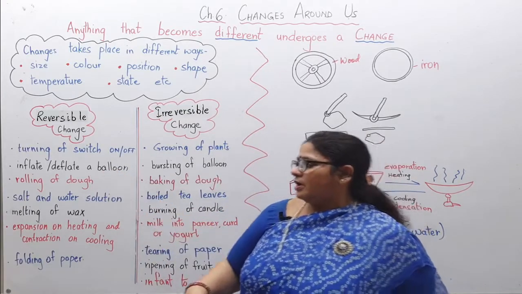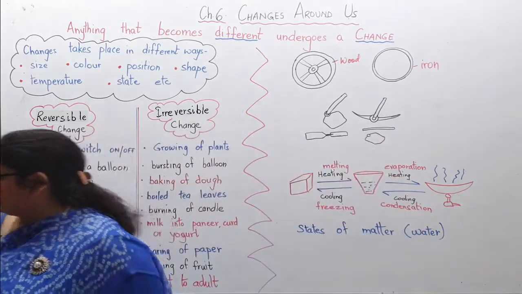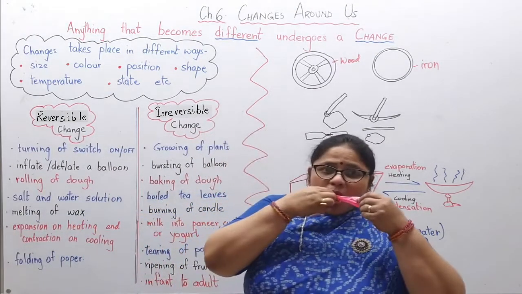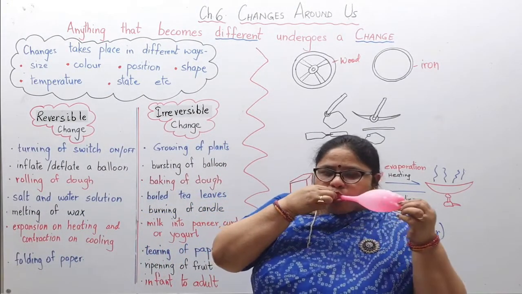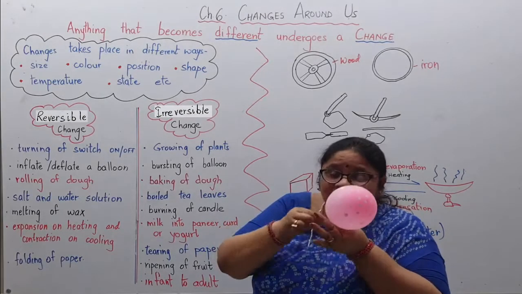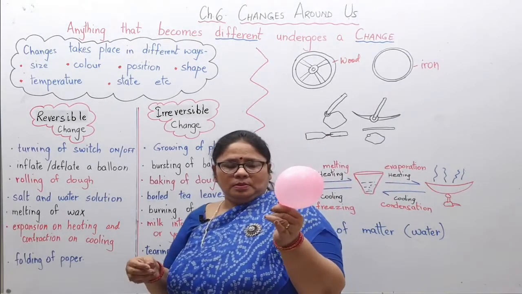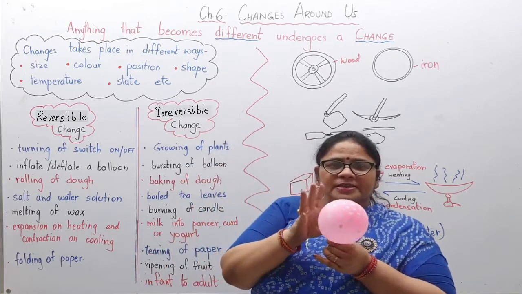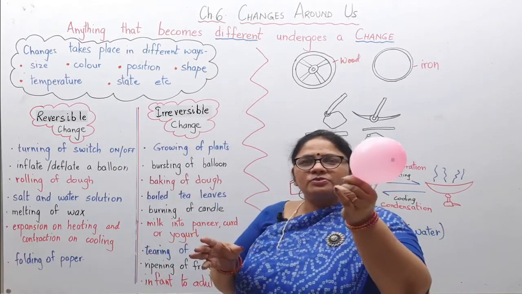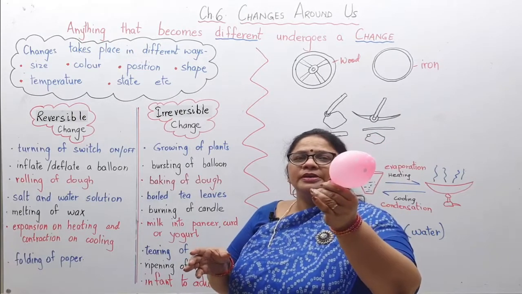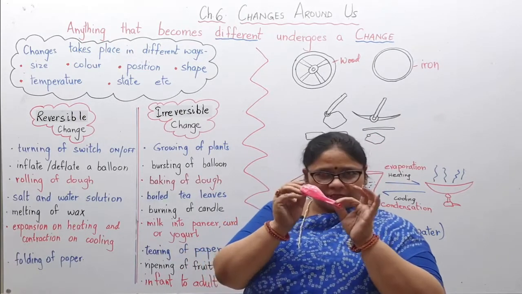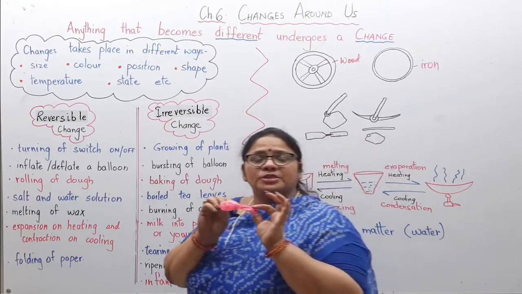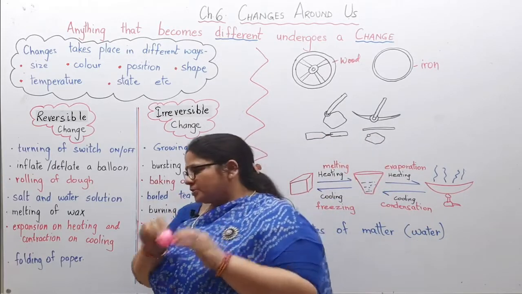In the same way, an inflating and deflating balloon. Suppose I have a balloon, okay, I'll blow the balloon. So the change has occurred. The balloon was contracted, and once I have inflated it, it has become big. If I take out the air from it, what will happen? Gradually it will come back to its original shape. So this is another example of a reversible change.